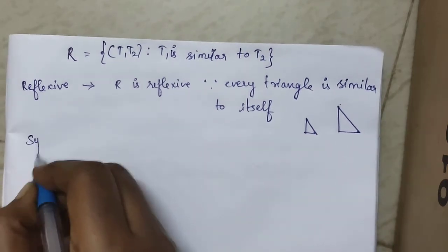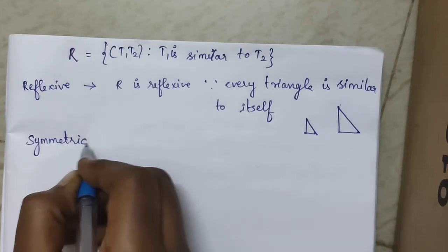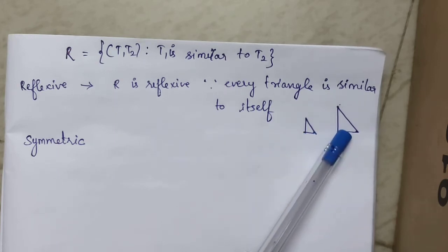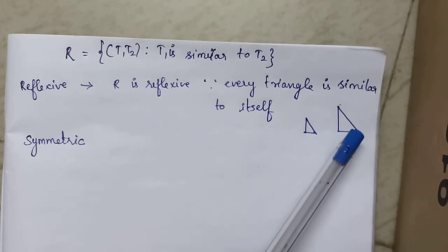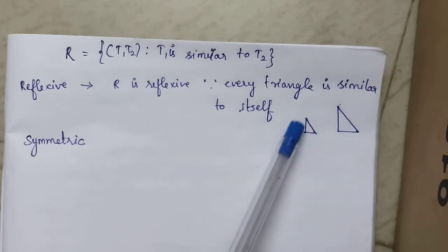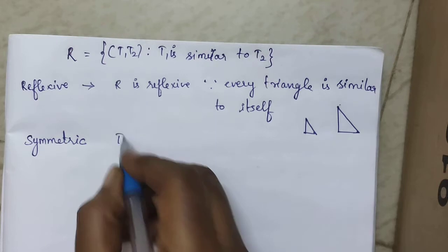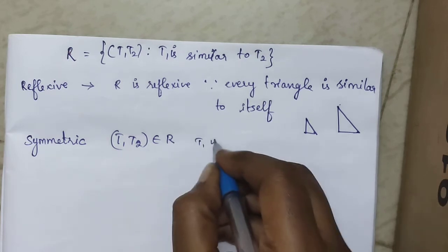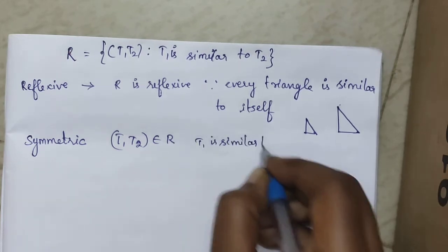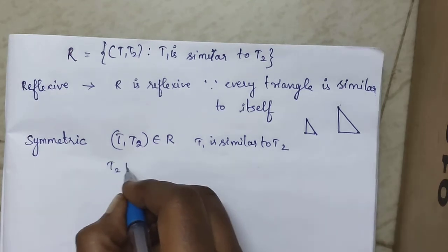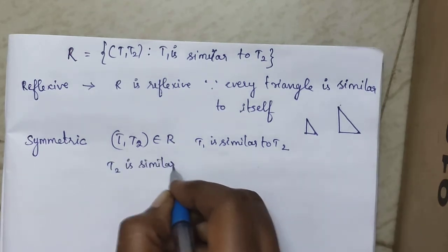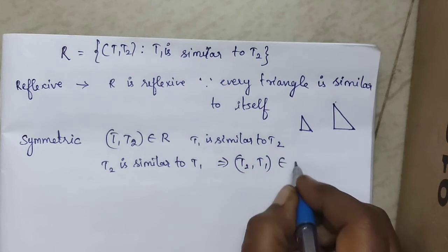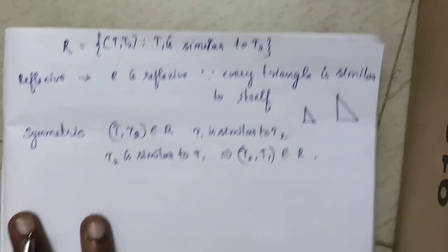Now go for symmetric. Same here. Let us assume this is T1 and this is T2. This is similar to this one, and automatically it is understood that this is similar to this one also. So here we can say that if (T1, T2) belongs to R, that is T1 is similar to T2, then T2 is similar to T1. So this implies (T2, T1) belongs to R. Therefore this is symmetric.